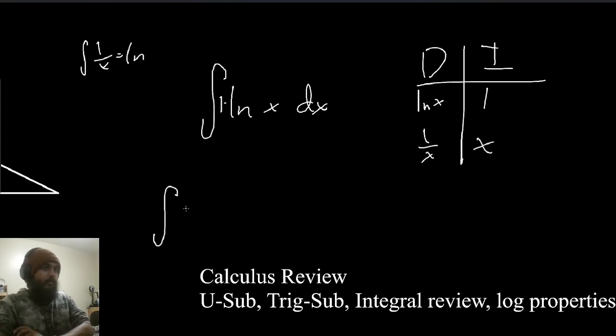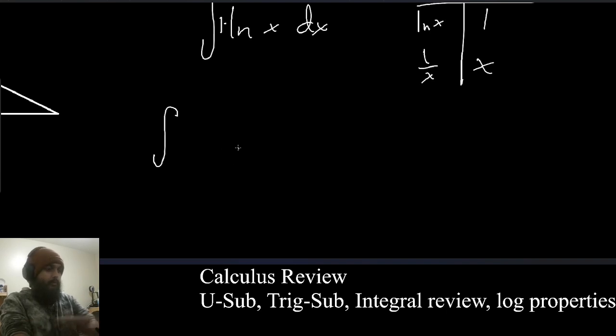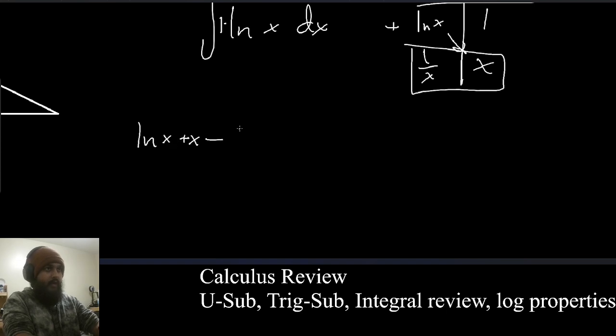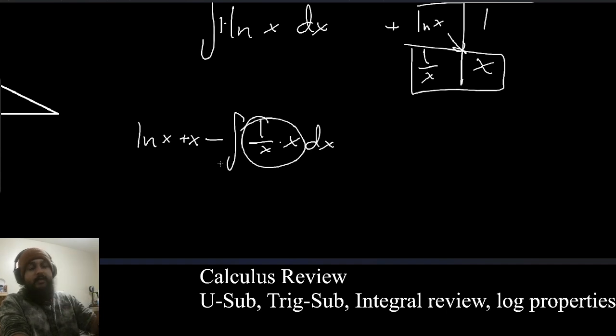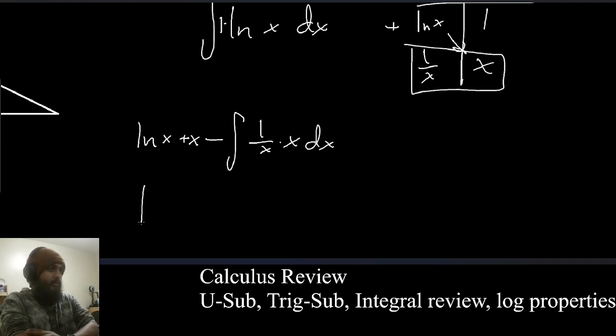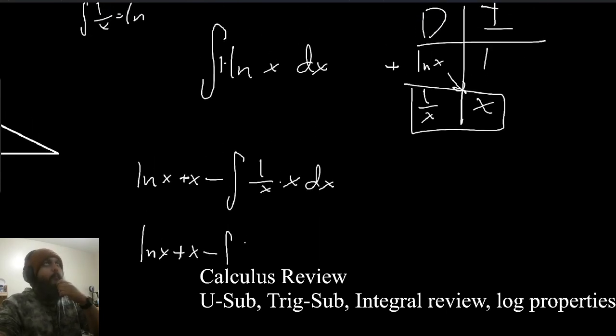So in other words, this is ln x plus x, and then minus the integral on the bottom, which is 1 over x times x dx. Do you notice something strange about this? That's just equal to 1. So ln x plus x minus the integral of 1. Actually, hold up.